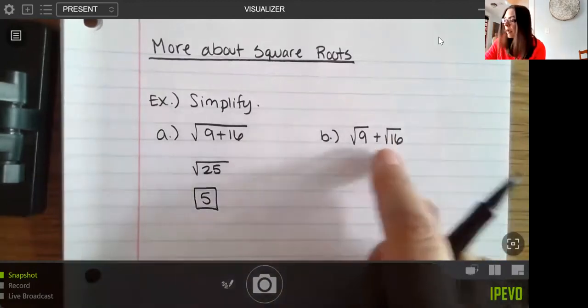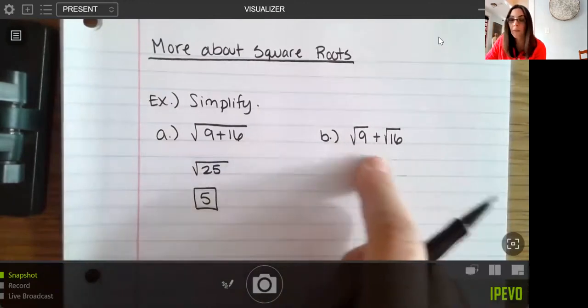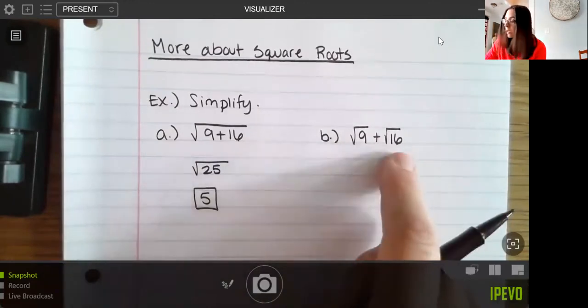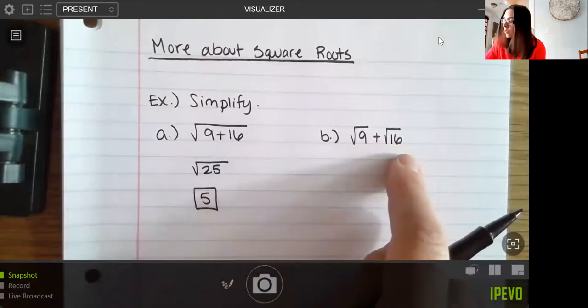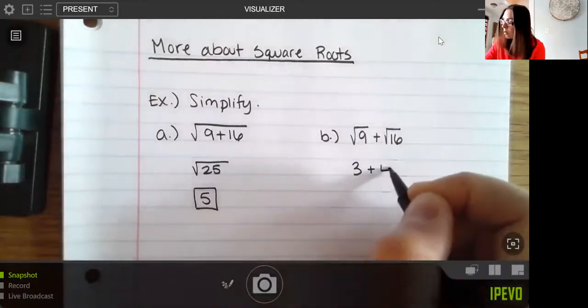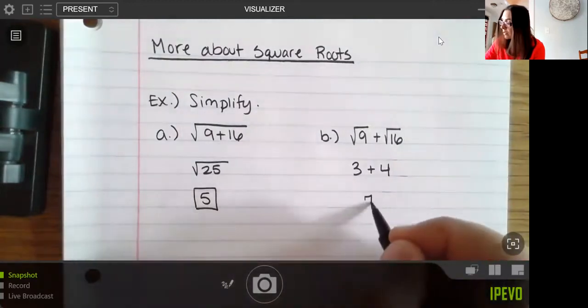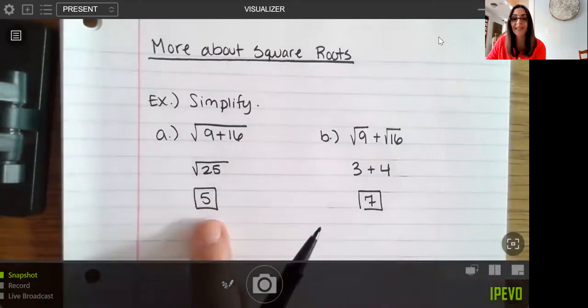If the roots are separated by addition signs, you can't combine the insides of the roots together, so you need to do them separately. These both happen to be perfect squares as well. The square root of 9 is 3, the square root of 16 is 4, and then 3 plus 4 is 7. You can see you get totally different answers.